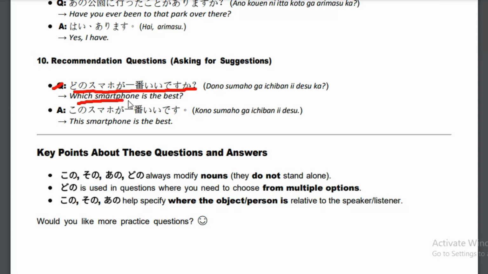So the last question is Dono sumaho ga ichiban ii desu ka? Means which smartphone is the best? So answer would be Kono sumaho ga ichiban ii desu. Means this smartphone is the best.